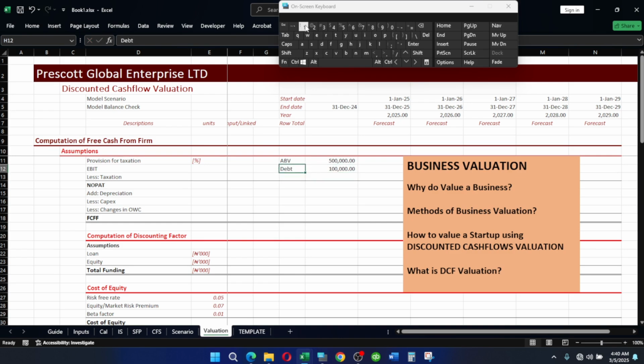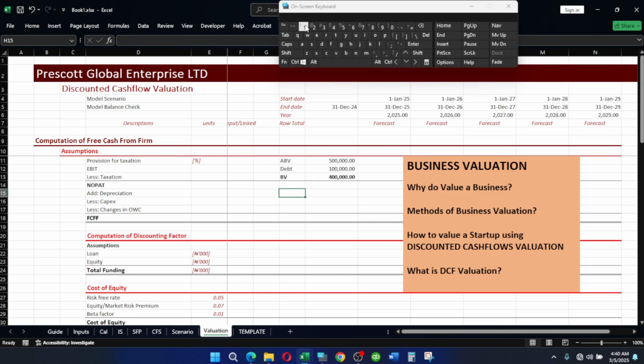So what is now going to be the value of this business? Now the value of the business is going to be equal to the total asset base minus its debt, which is going to give you the total value of the business. So this is the total value of the business when we are using asset-based valuation.